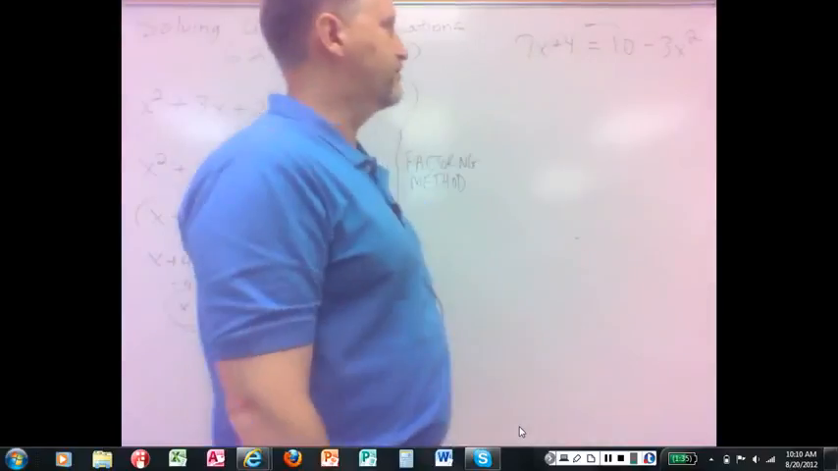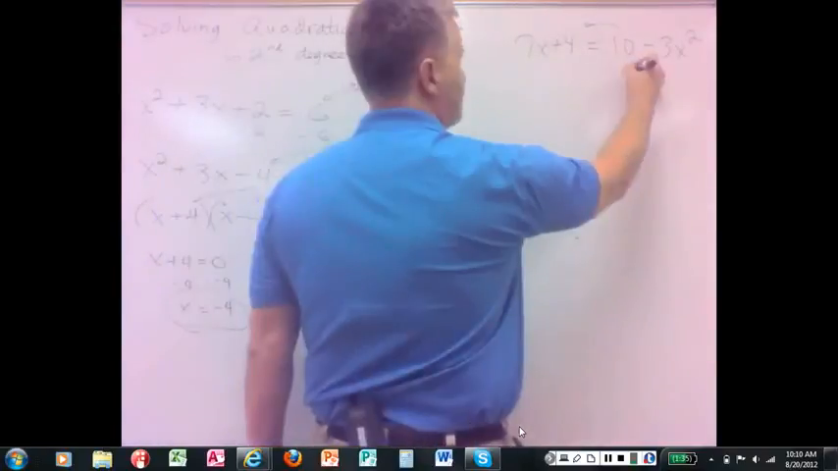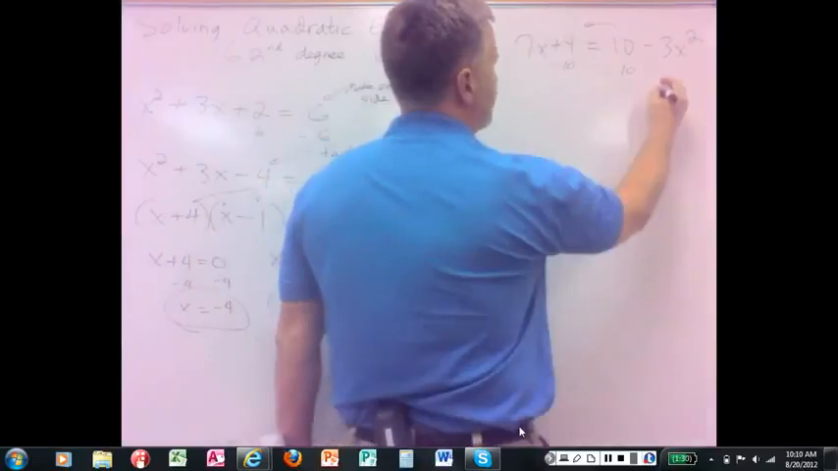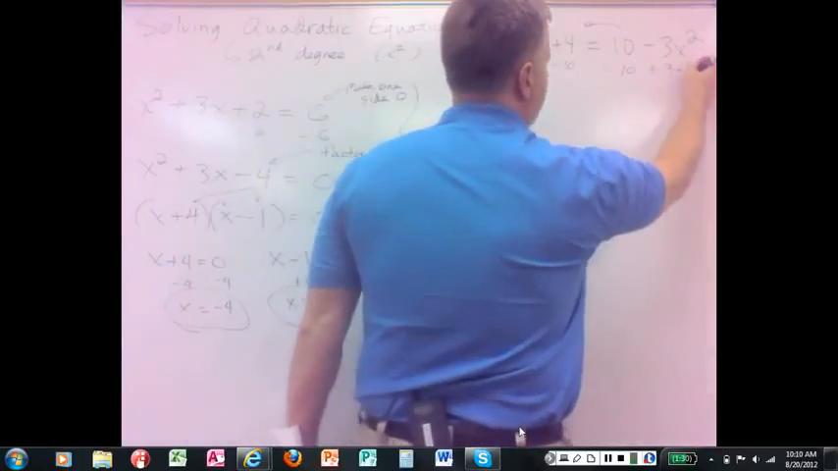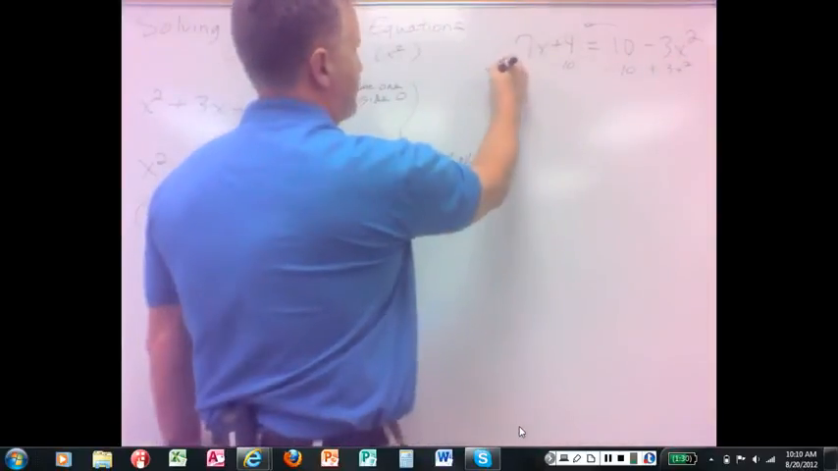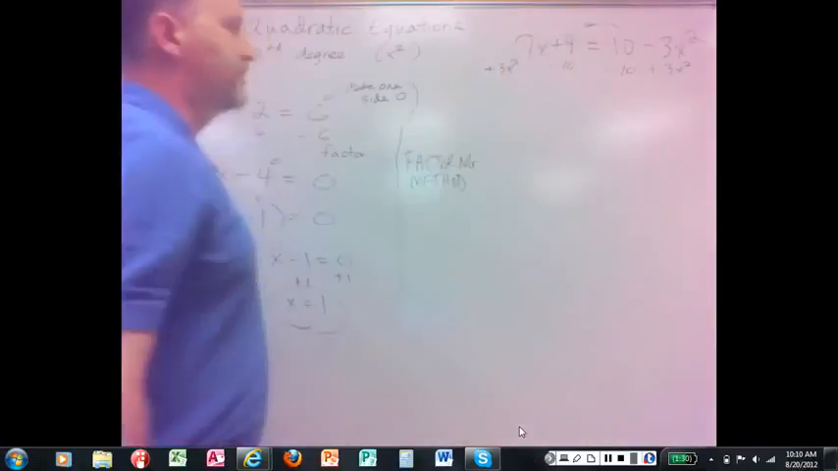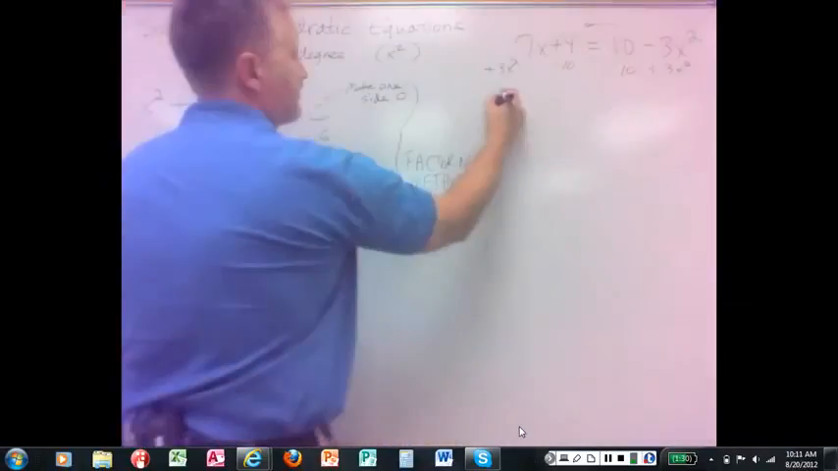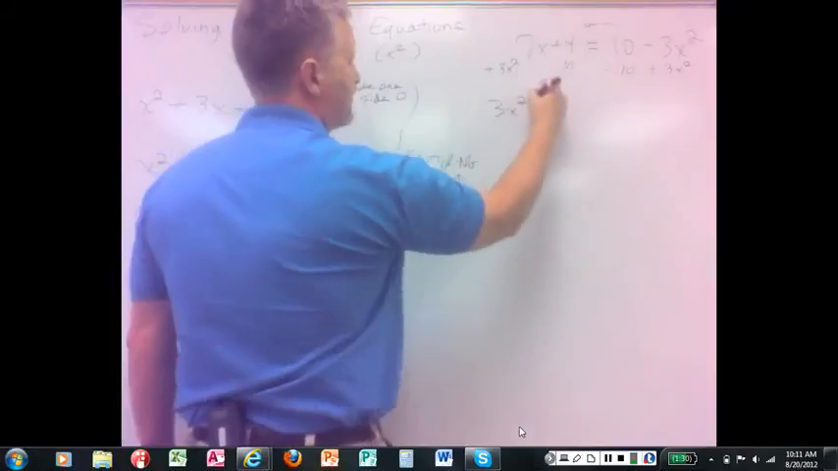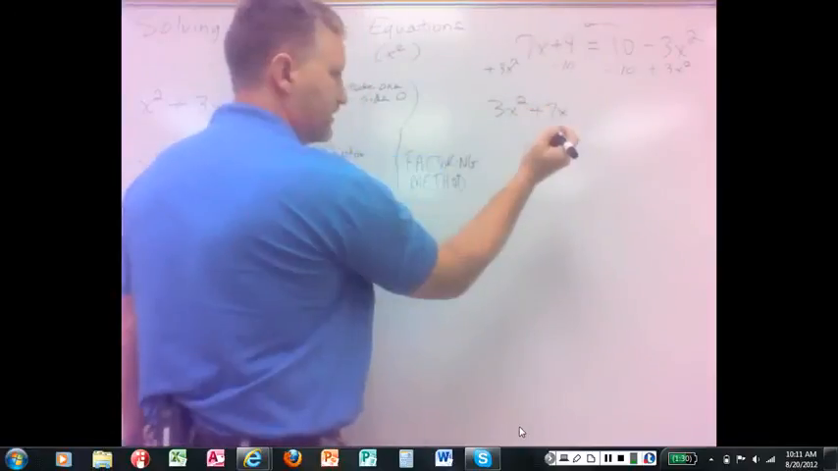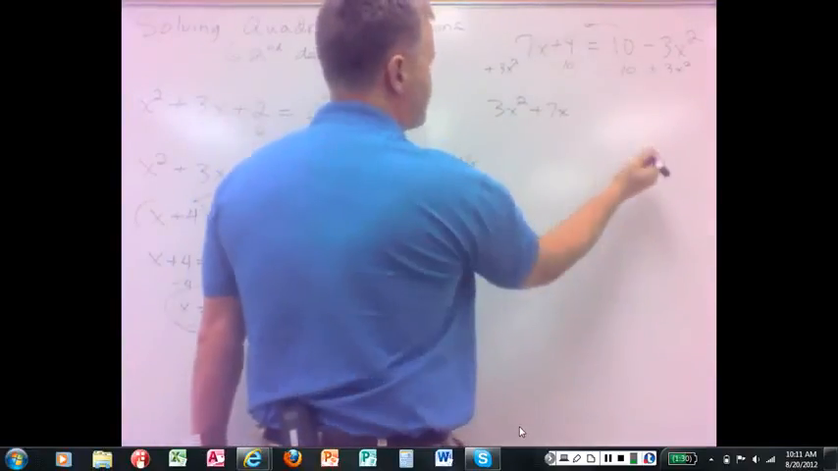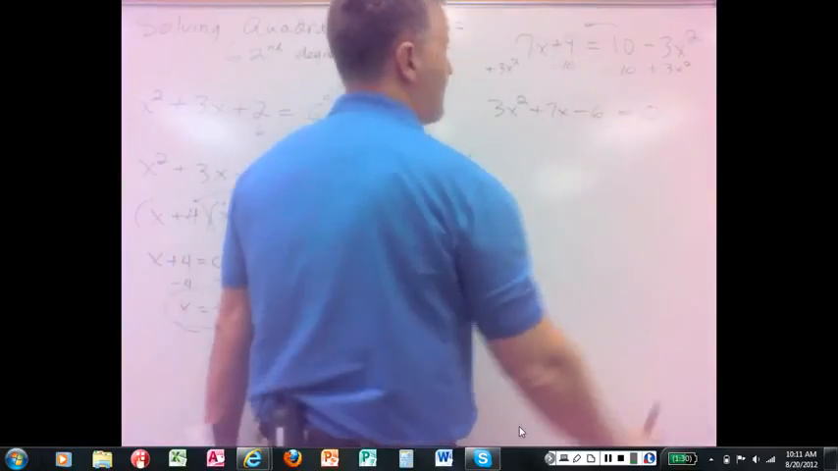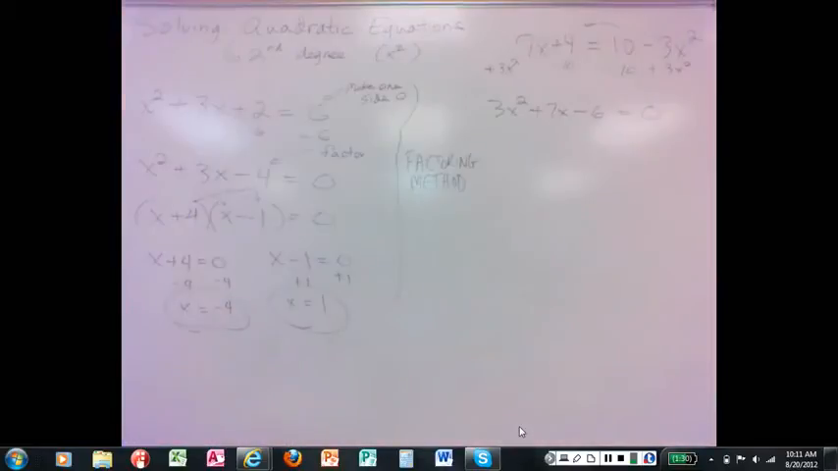So I'm going to subtract 10, which is going to go nicely with the 4. It's a constant. Then I'm going to add 3x squared to both sides. There's not an x squared term on this side, so if I put them in order, it's going to go in front. So I'll wind up with this: 3x squared plus 7x. Those aren't like terms, so they don't combine. 4 minus 10 does combine. That's negative 6. And then the right side would be 0. All right?